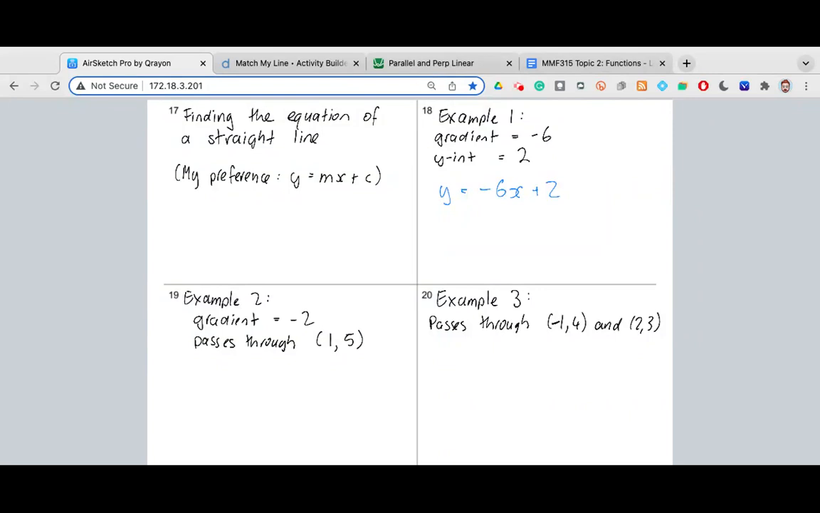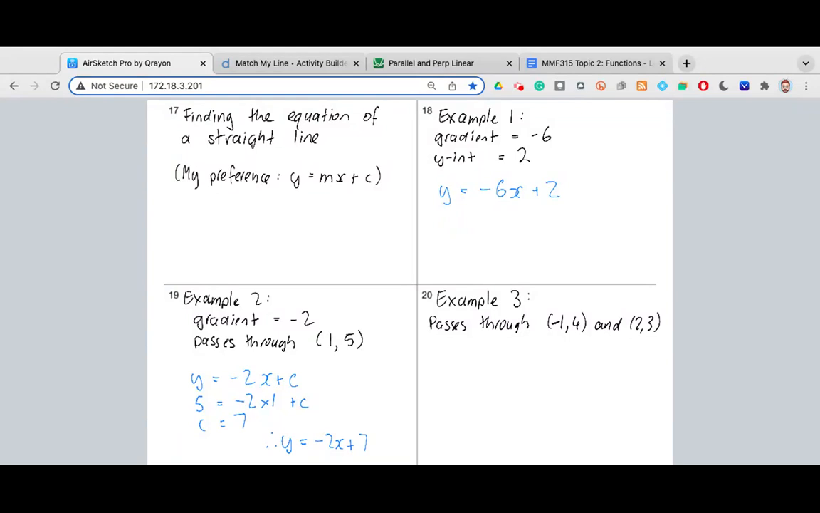Okay, example 2, gradient equals minus 2. This time we're not given the y-intercept, we're just given another point, (1, 5). Here we go. y equals minus 2x plus c. So I've substituted in the gradient that I was given. It passes through (1, 5), so I would then put 5 in for y and 1 in for x. And then I would work out what c is, which would be 7. Is that okay? I've just multiplied negative 2 by 1, then added 2 to both sides. And so the equation is y equals negative 2x plus 7.